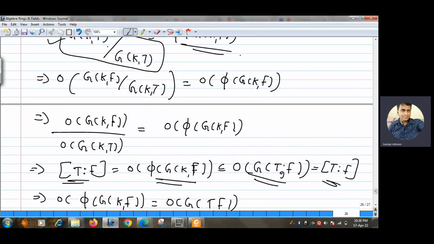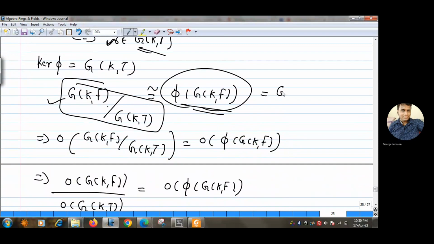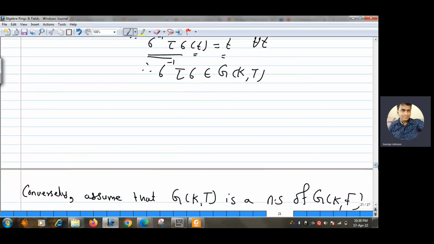So now let us again substitute that over here. We have proved that this is the same as GTF. So that is the required thing that we needed to prove, that GKF quotient GKT is isomorphic to GTF. That's what we have proved. So we are done here. We have proved each and every statement of the fundamental theorem of Galois theory. So we are done with the fundamental theorem of Galois theory.